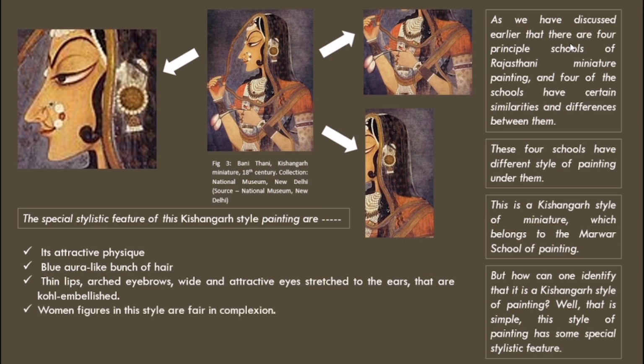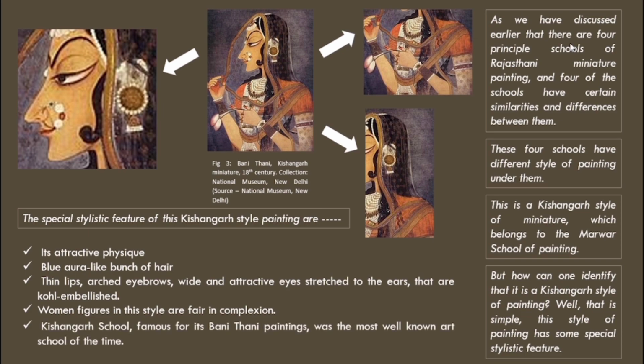So in most of the paintings of the Kishangarh miniature style, we can see Bani Thani, and in even some of the paintings we can see Radha as Bani Thani. You can instantly identify her with this pointed nose, these elongated eyes, sometimes thin lips, arched eyebrows, and attractive physique.